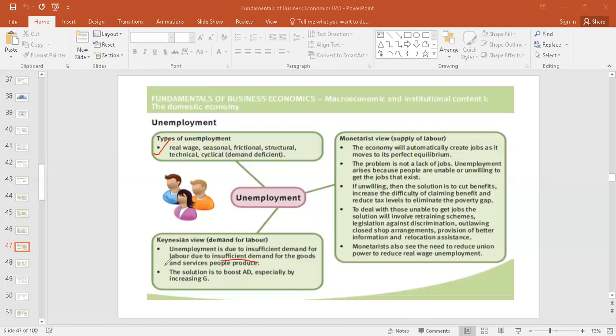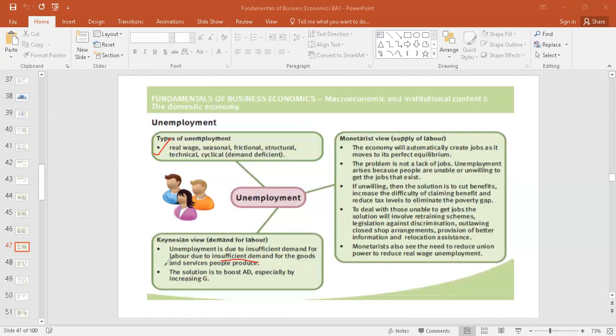See, the problem is not lack of jobs. Jobs would be there, people are also there. But because of the unwillingness of the people present there to work, unemployment arises. Unemployment arises because people are unable or unwilling to get the jobs that exist.